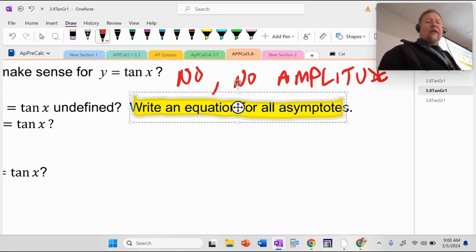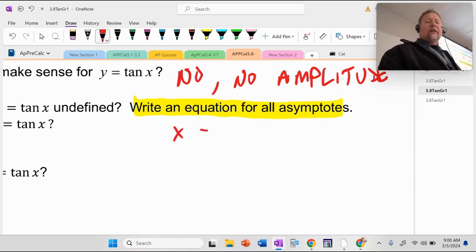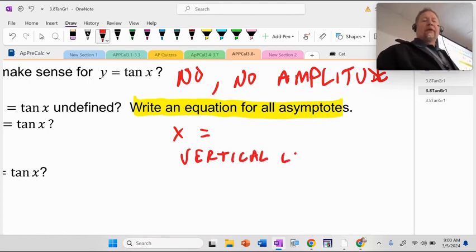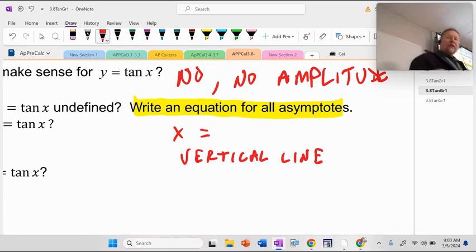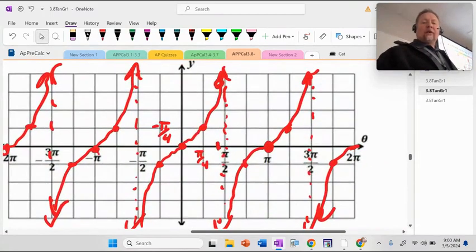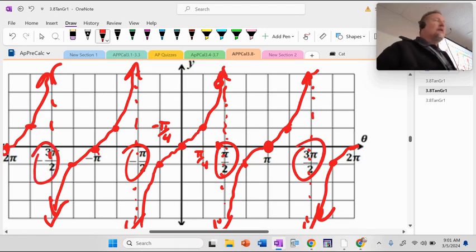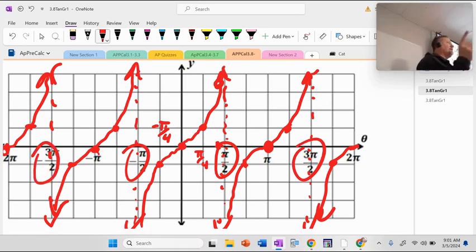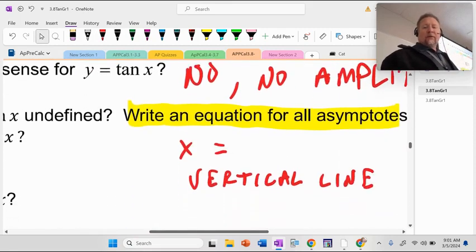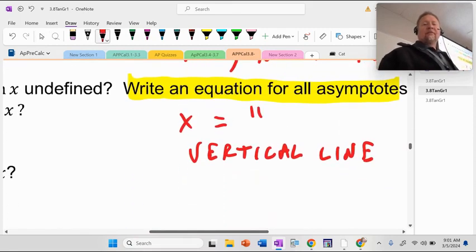First of all, an equation of a vertical line is x equals. We have to reiterate that. Where is our first asymptote? You can pick any one of these. You have an infinite amount of choices as this goes off infinitely. But usually we like picking the first one that is positive. So the first asymptote I see is x equals pi over 2.